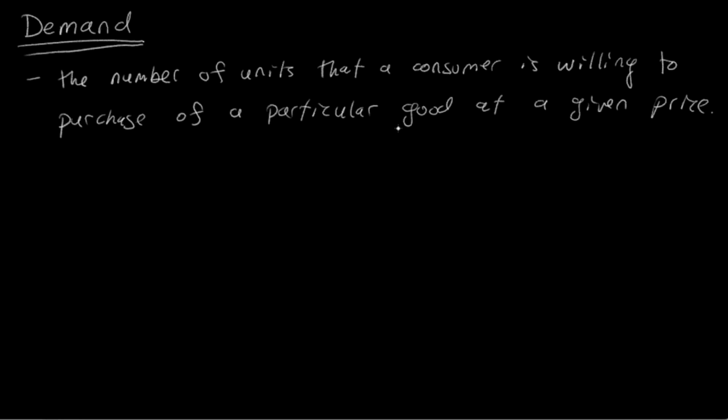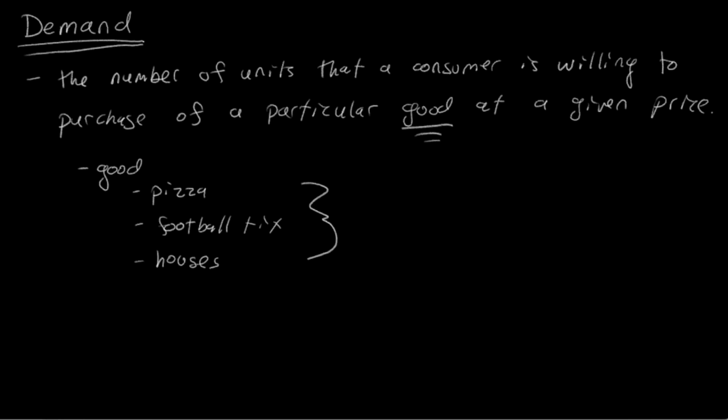We're talking about goods here, right? So what's an example of a good? Could be something like pizza or football tickets, or I don't know, it could even be houses. So each of these things has demand because people are willing to purchase them. People want these things, therefore there is demand.